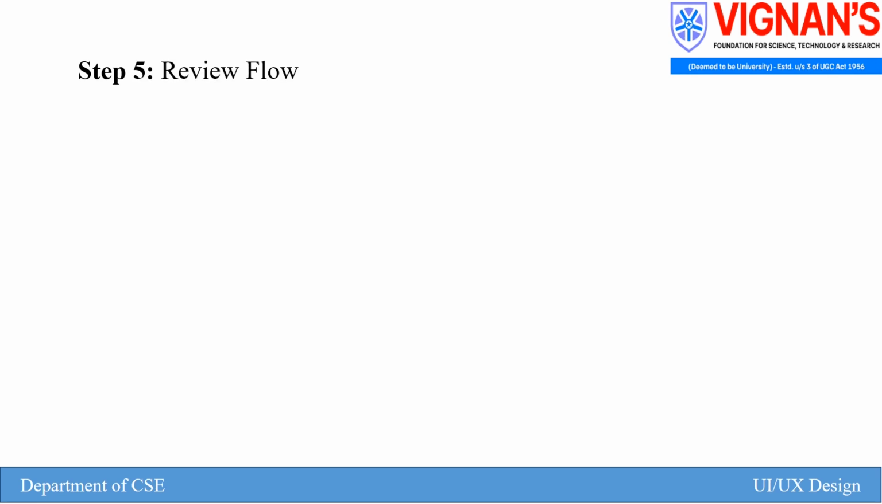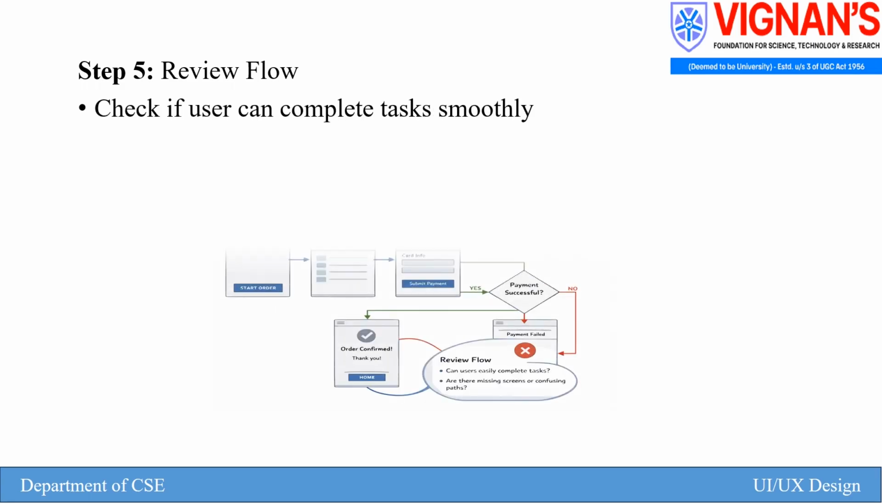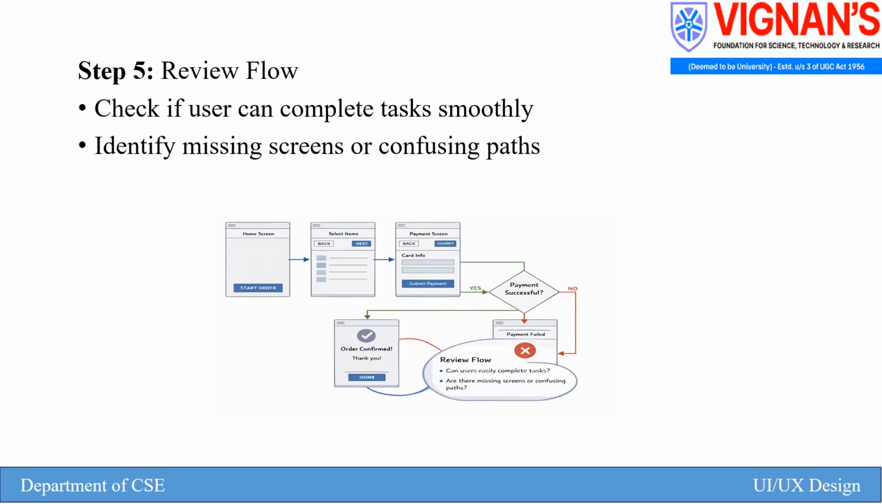Step 5. Review the flow. At this step, we check whether the user can complete tasks smoothly from start to end. We also identify any missing screens or confusing navigation paths. We carefully go through the entire flow to ensure there are no issues.